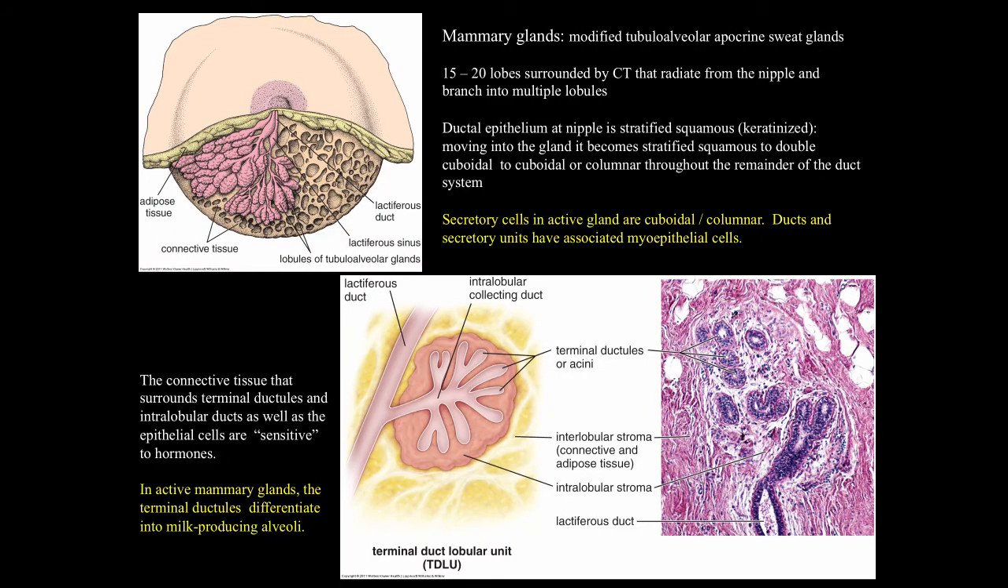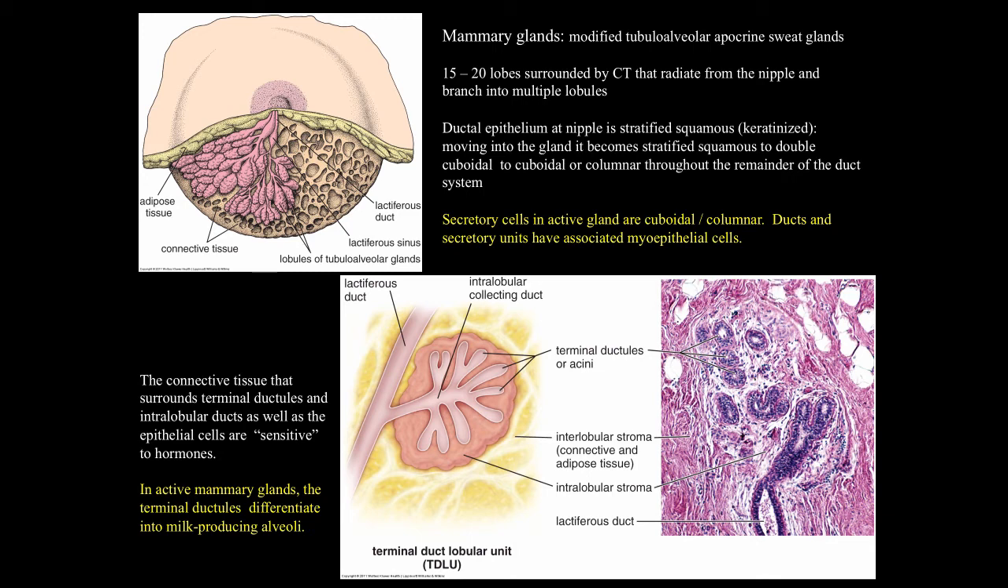Mammary glands are modified tubulo-alveolar apocrine sweat glands. There may be 15 to 20 lobes surrounded by connective tissue that are going to radiate from the nipple and branch into multiple lobules. The ductal epithelium is stratified squamous, and it's actually keratinized at the nipple itself. Moving into the gland, it becomes stratified squamous to a double cuboidal to a cuboidal or columnar through the remainder of the duct.